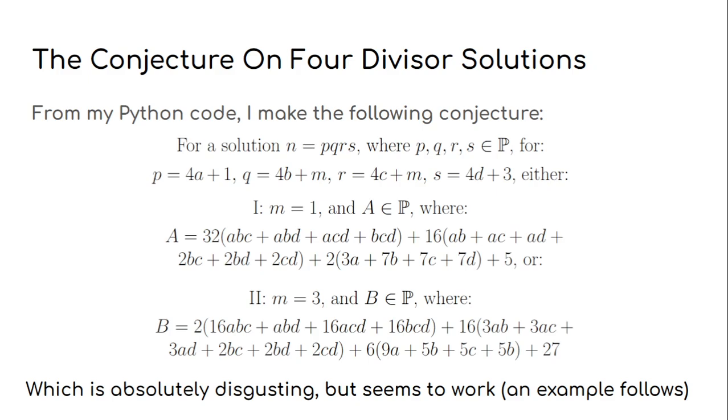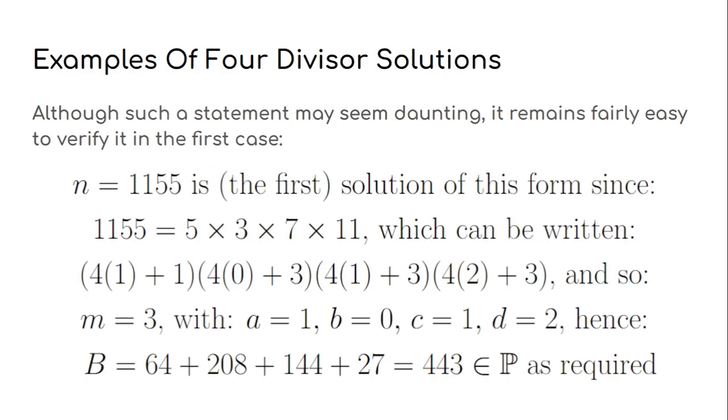Now these seem to be absolutely disgusting, but they do seem to work, as I'm going to show. So the first solution of this form is n equals 1155, and this can be written as 5 times 3 times 7 times 11. Now I know I've put the primes in a strange order, but that's so they line up nicer with how I've described the conjecture. We have that 5 is 1 mod 4, and the rest of the primes, 3, 7 and 11, are all 3 mod 4. And so this is the case m equals 3, where our numbers a, b, c and d are 1, 0, 1 and 2 respectively.